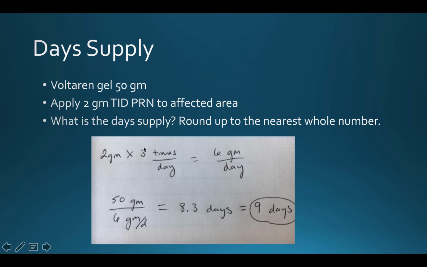So again, also look at what they're asking you to do, whether it's rounding up or rounding down. Now, in many situations with day supply, we would round down, because ultimately they would not likely get 9 days out of this if they were using it. They would still be short 2 doses in that situation there.